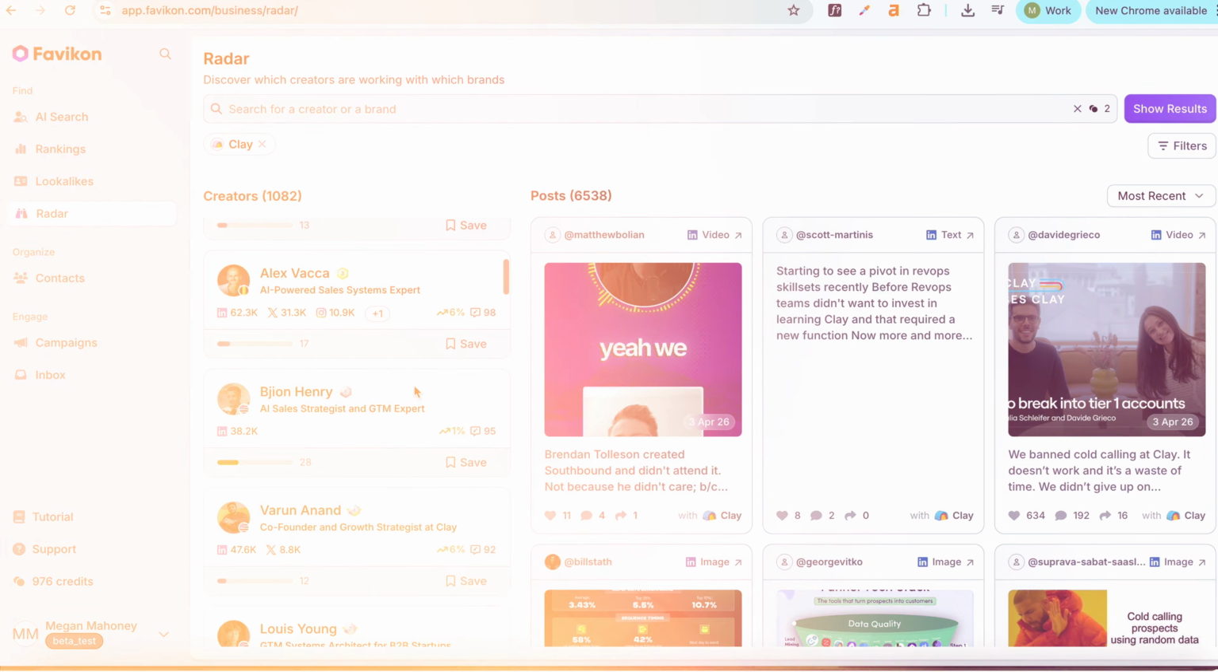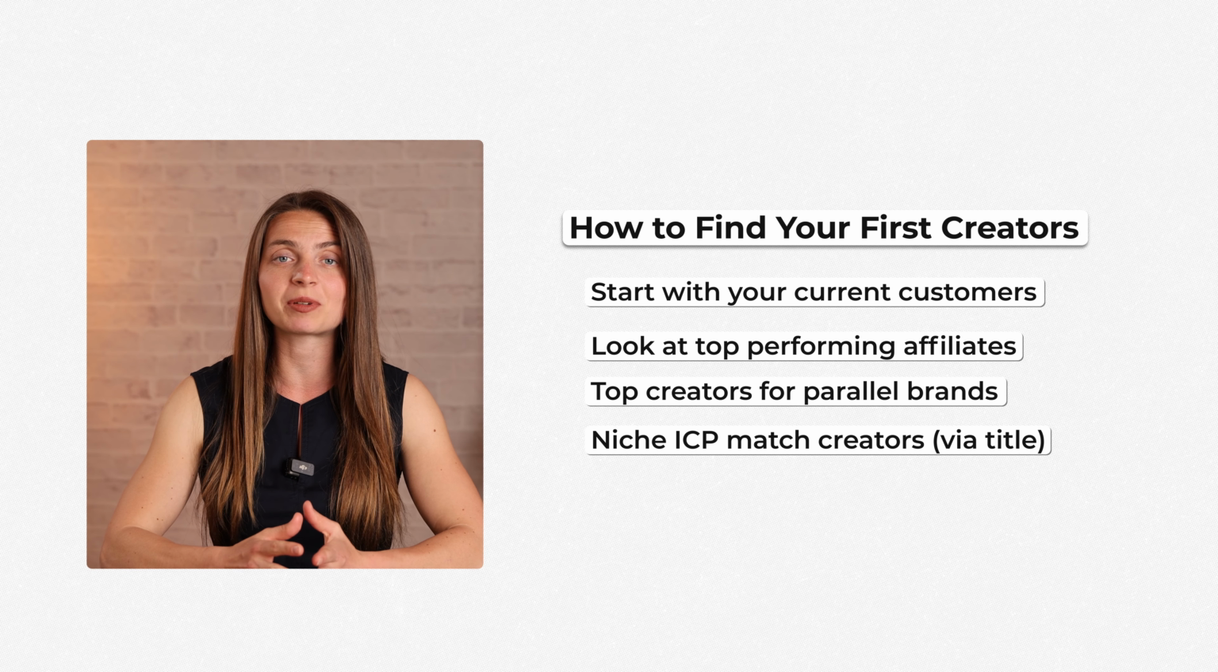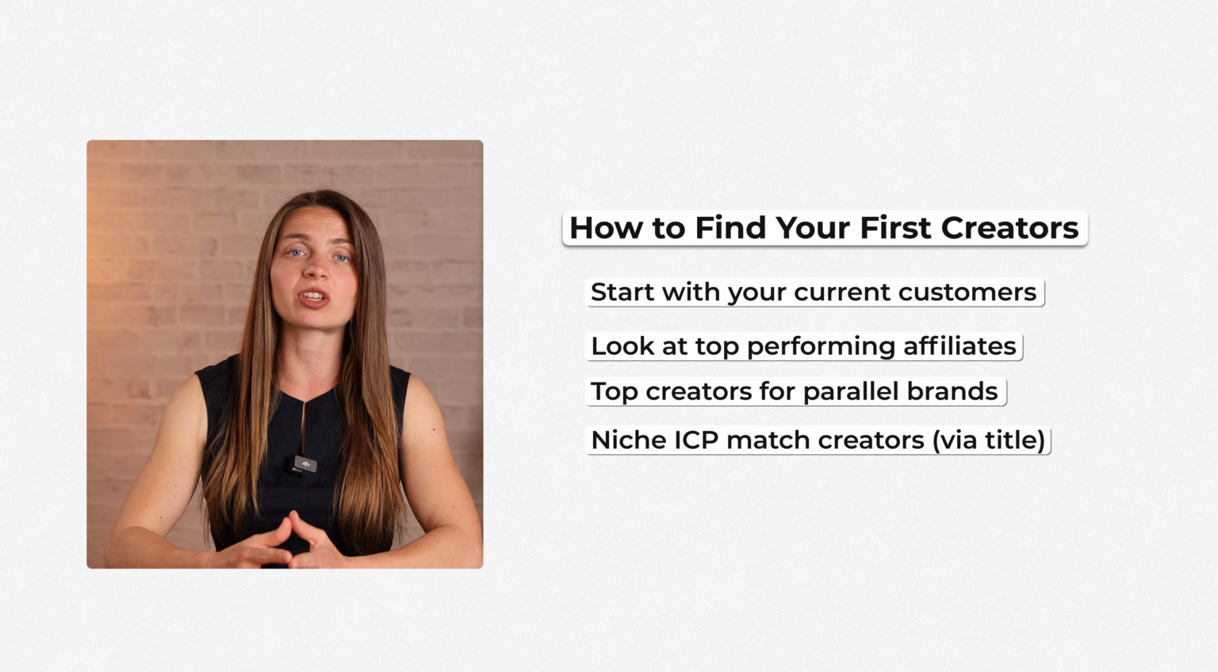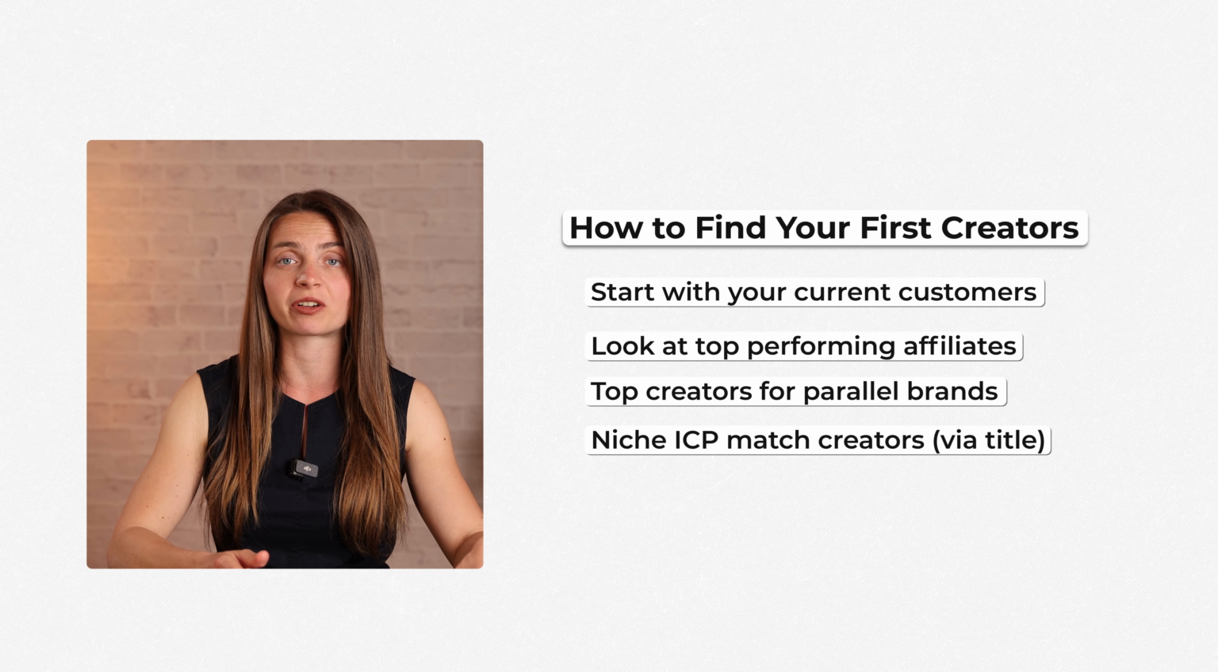Alex also stressed that if you're just starting out, it's best to start with niche ICP match creators to ensure that you have enough budget to spread it across multiple different creators. If you put all of your budget into one or two creators and then the campaign flops, you won't have that much data to really understand what didn't work and why.